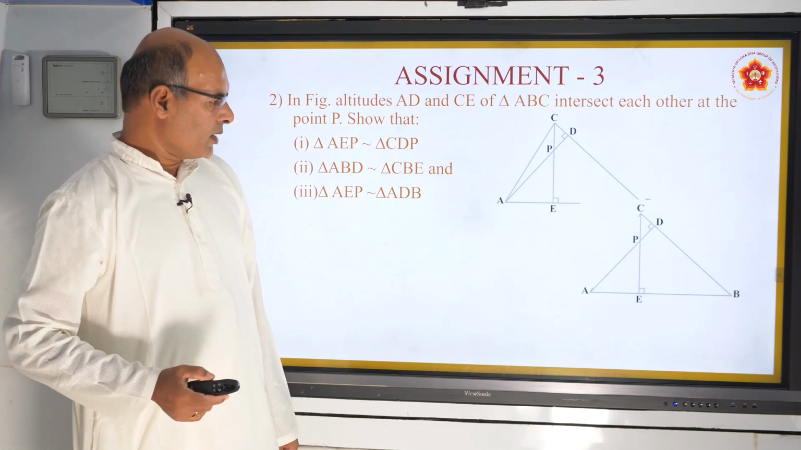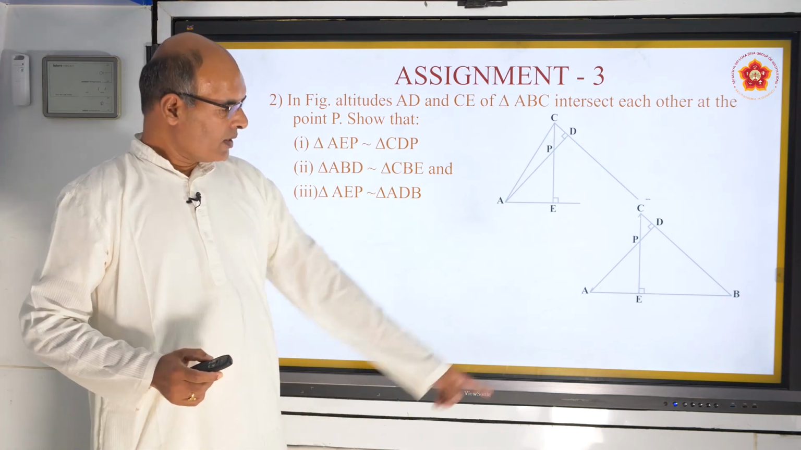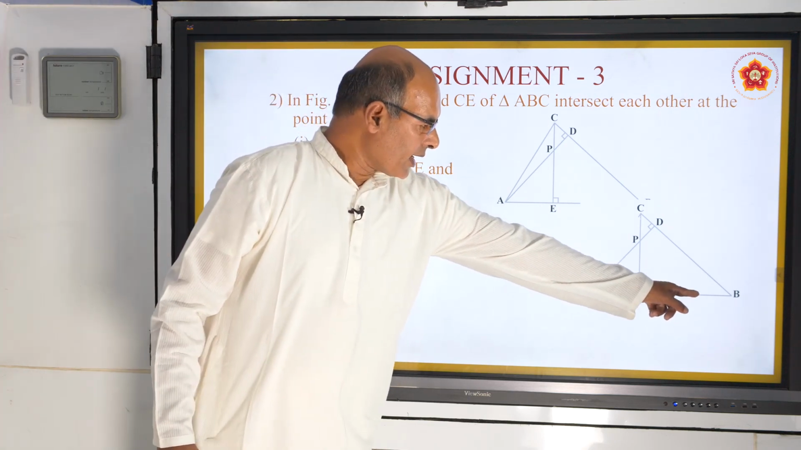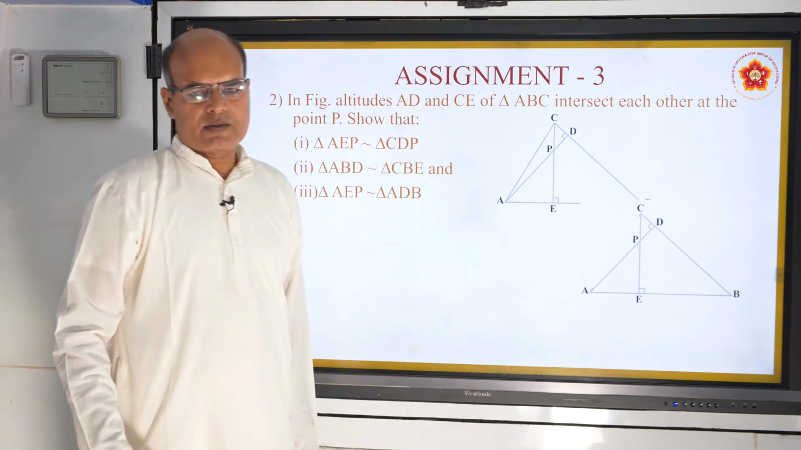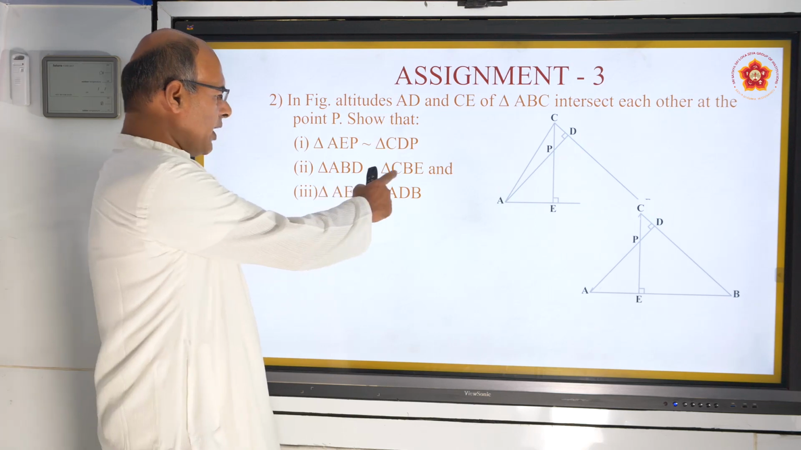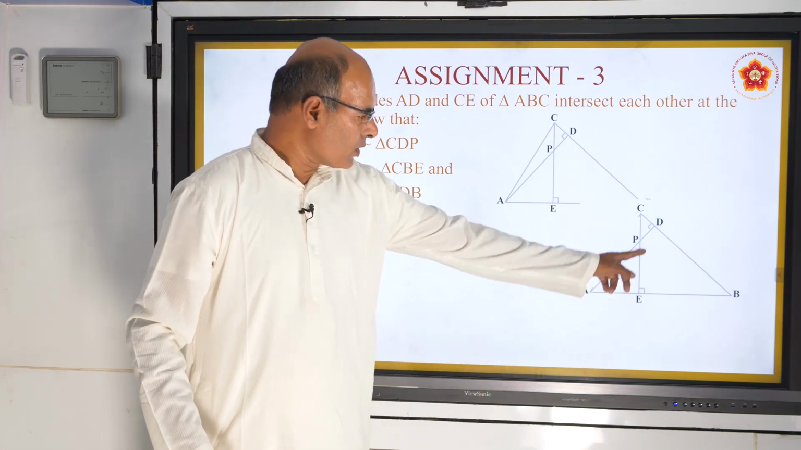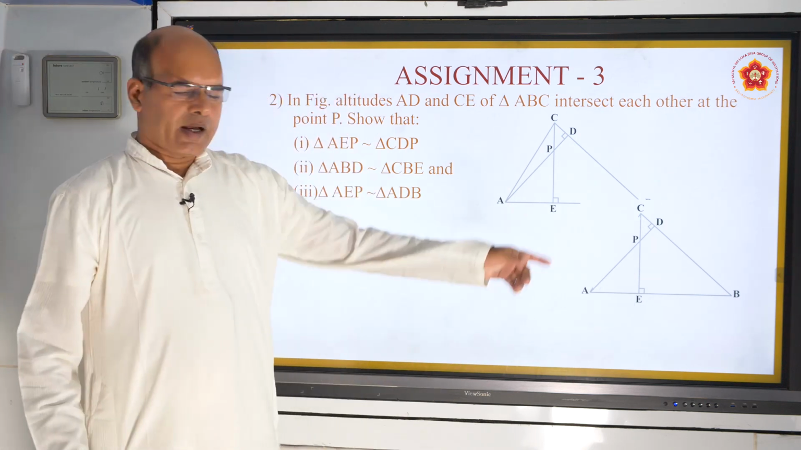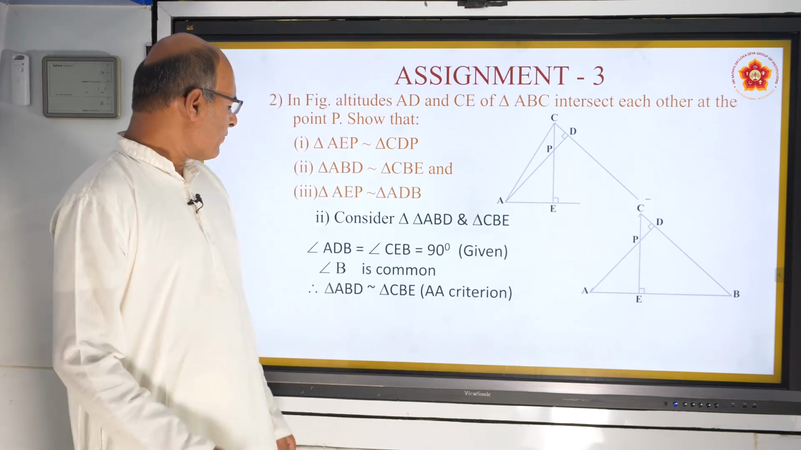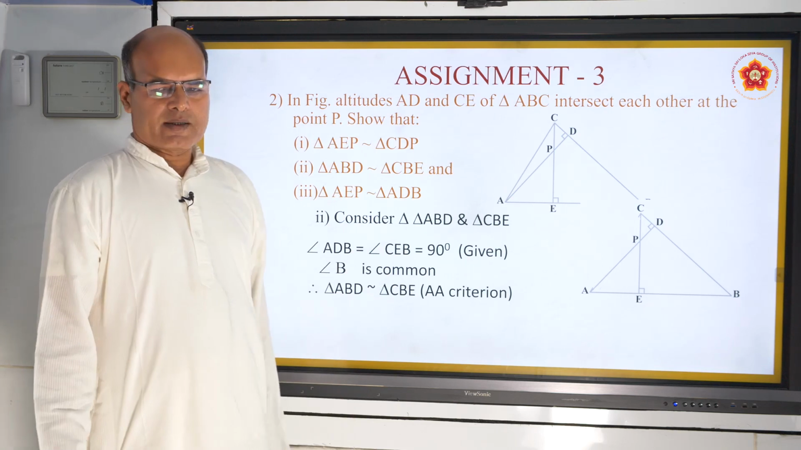Then which angles can we consider? Look at angle B. Angle B is common for both the triangles. So in these two triangles we have a pair of right angles, that is angle E is equal to angle D, and a common angle B. Therefore the triangles are similar.